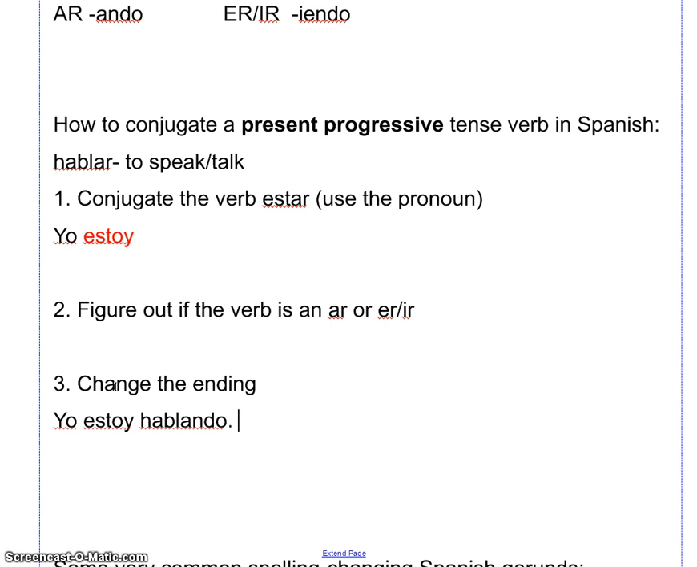So I'm going to drop the AR, and I'm going to add ando. Yo estoy hablando. I've just formed the present progressive. I am talking or speaking. Sí, perfecto. Let's do an example with an ER verb.